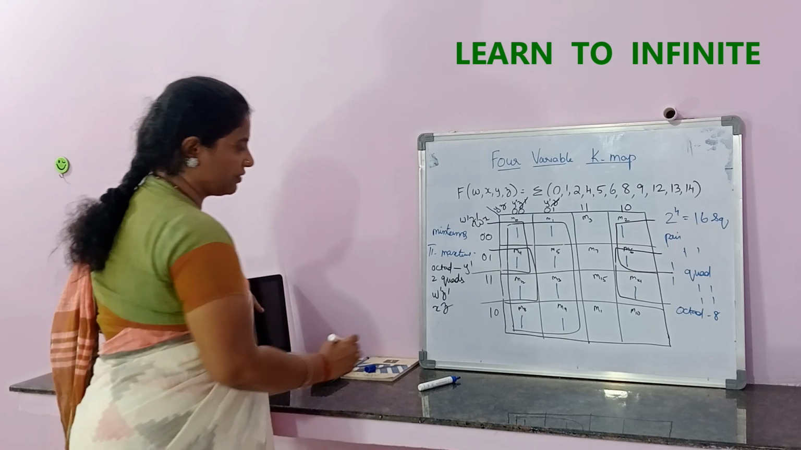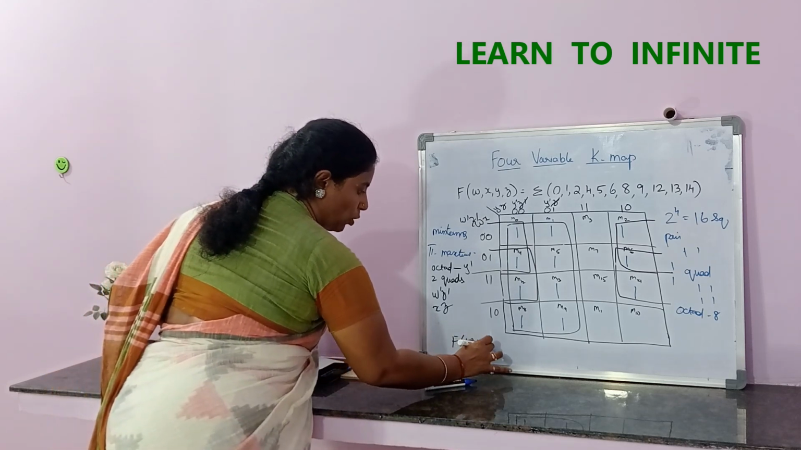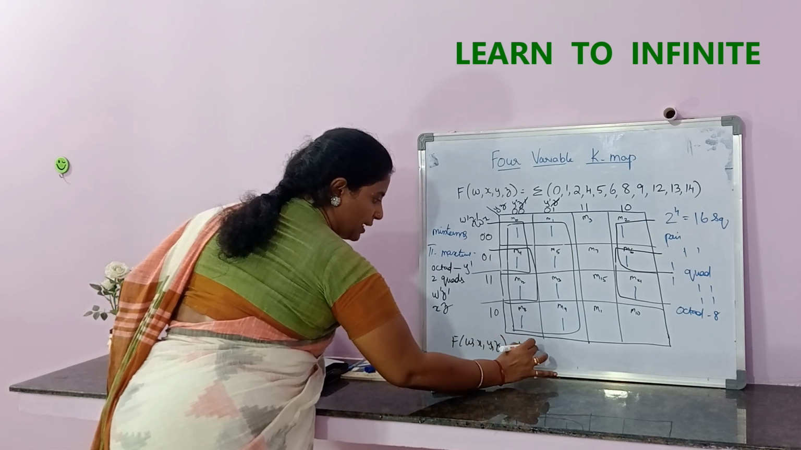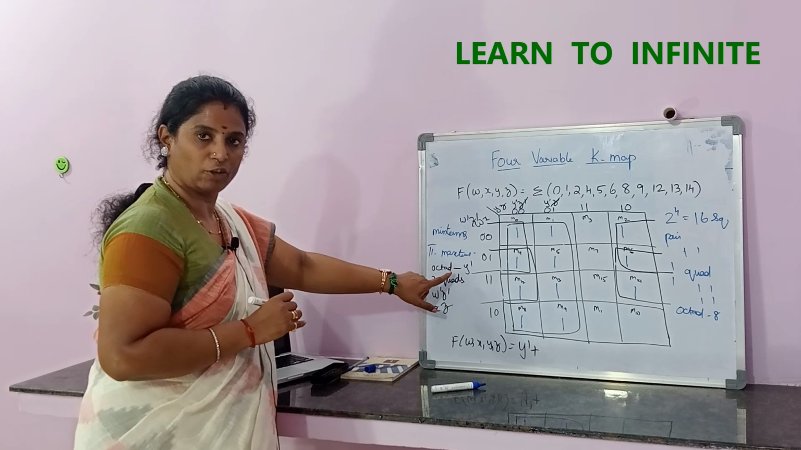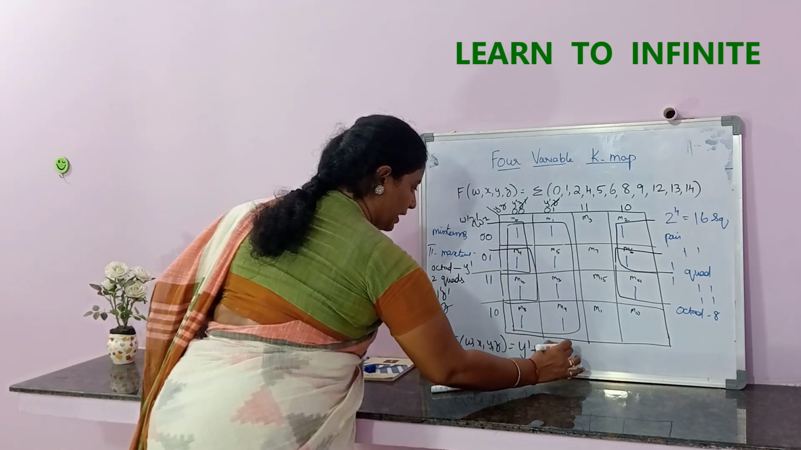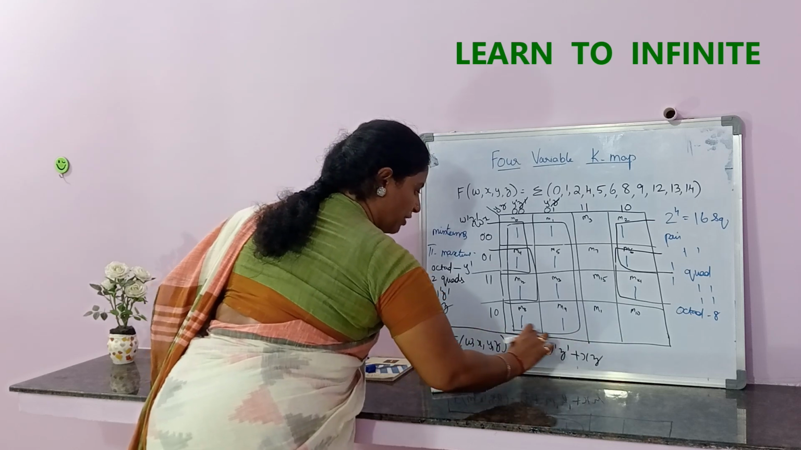So our final answer will be f of w x y z is equal to y dash plus, okay, y dash is the answer for our octet, plus two quads, w dash z dash plus xz, right? So this is our final answer.